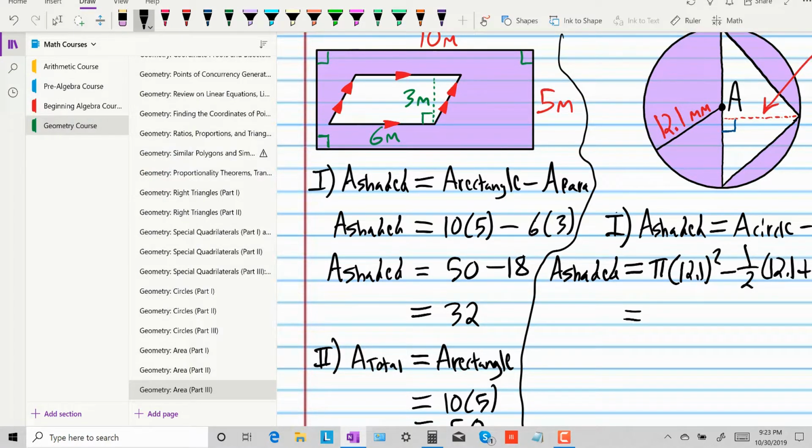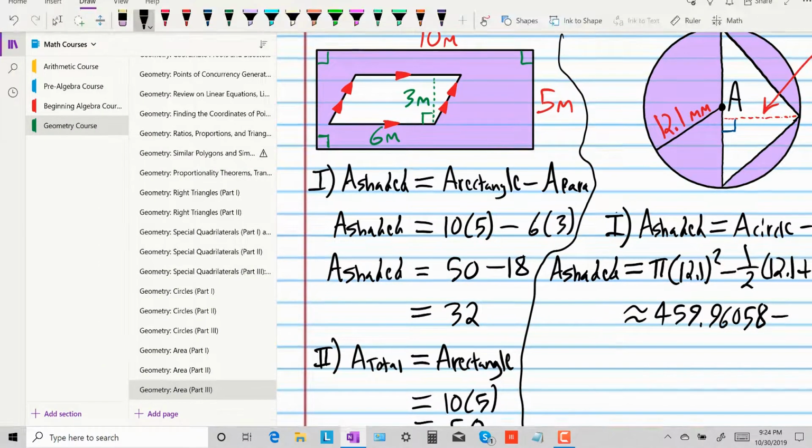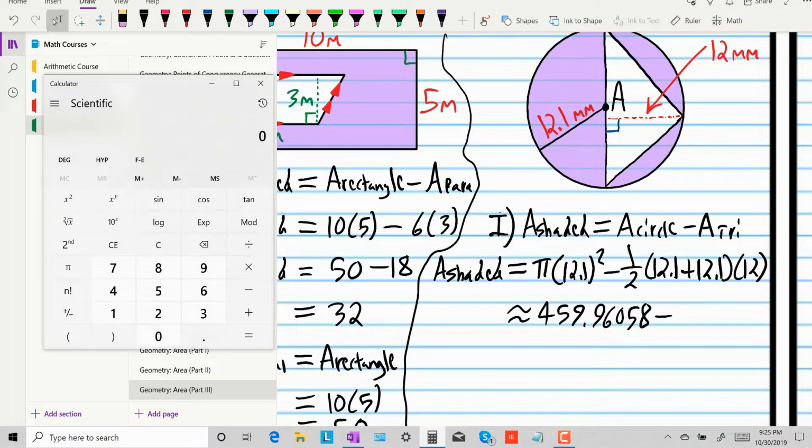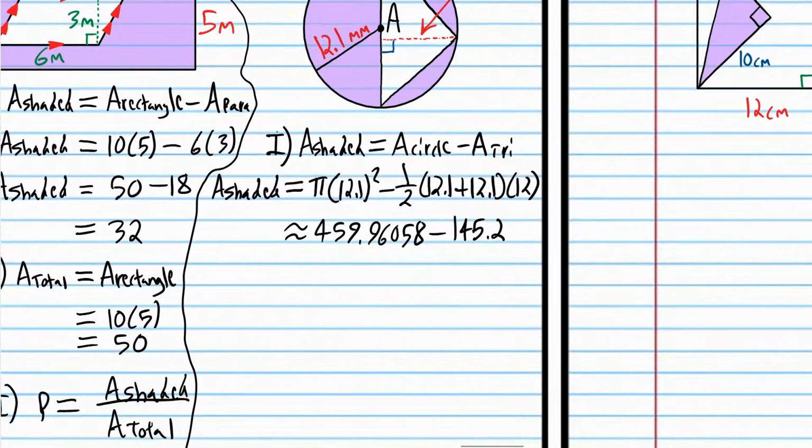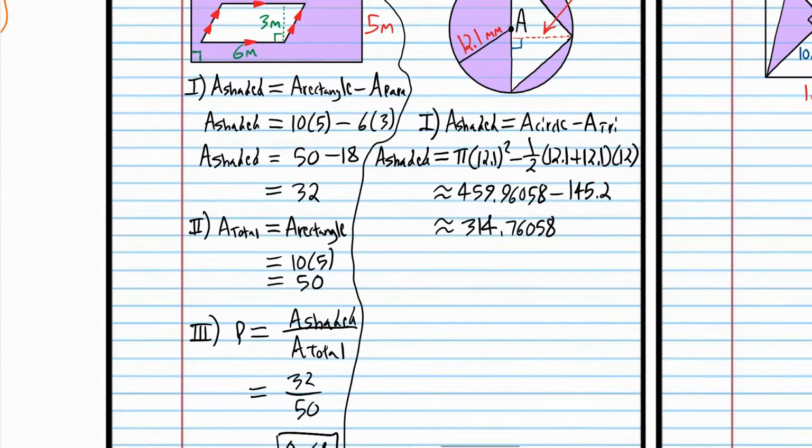So approximately equal to 459, and then minus, and we want to use order of operations, so we have to add 12.1 plus 12.1, and that's pretty easy. That's just going to be 24.2. So 24.2 times 12 at the right equals, and then divided by 2 equals, or times 0.5, same thing. So we get 145.2, and then we can just enter that in, and we get that number.